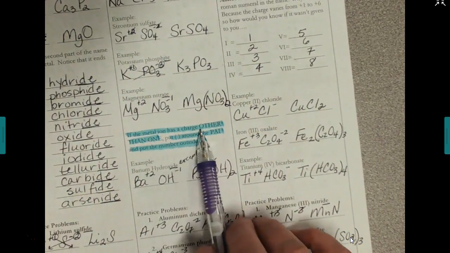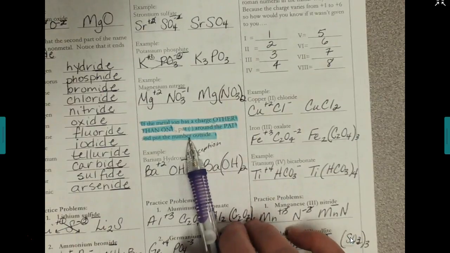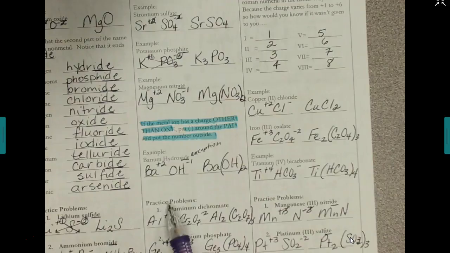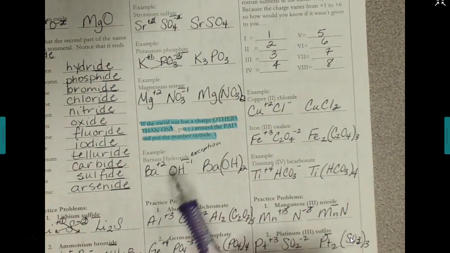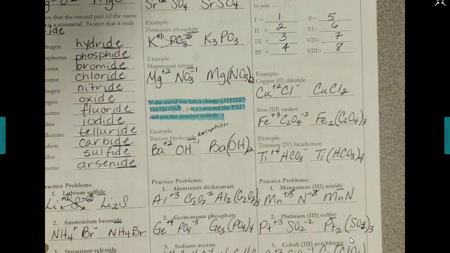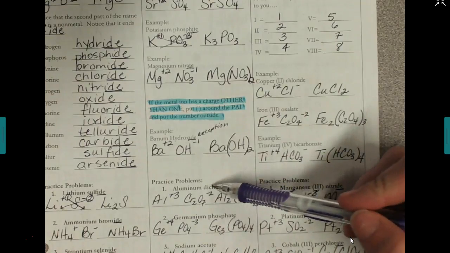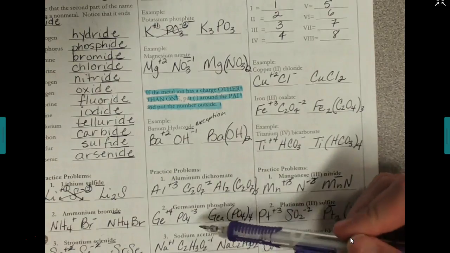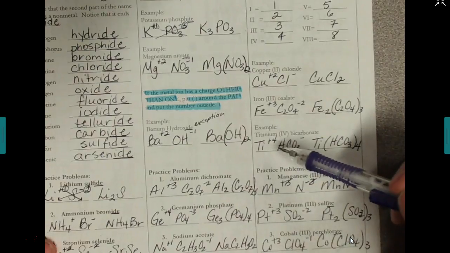Now, if the metal ion has a charge other than 1, we're going to put parentheses around the polyatomic ion and put the number on the outside. So, Ba +2, hydroxide -1, and we have Ba(OH)2. Remembering that hydroxide and cyanide are our 2 exceptions to our polyatomic -ate, -ite rule. Okay, so then we practiced aluminum dichromate, germanium phosphate, and sodium acetate.